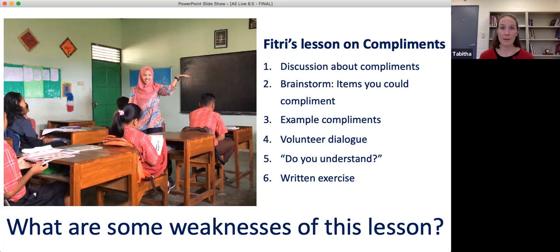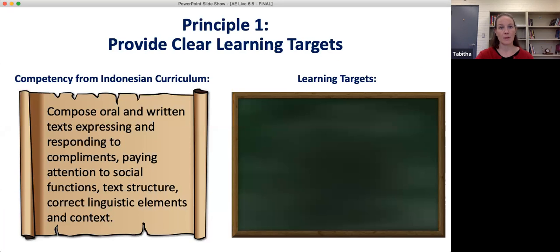So for the rest of the webinar, I'll discuss 4 different principles of formative assessment that would have improved Fitri's lesson. And let's start by discussing the first principle, which is clear learning targets. So the competency that's written on this scroll is from the 10th grade vocational school curriculum in Indonesia. And the competency is compose oral and written text expressing and responding to compliments, paying attention to social functions, text structure, correct linguistic elements, and context.